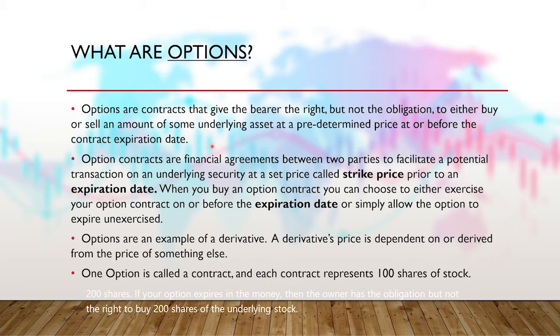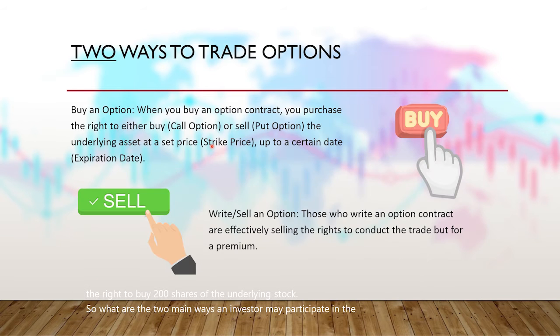So what are the two main ways an investor may participate in the option market? Well, it's very, very simple. The two ways are you buy, and you sell, or write, as we call it. So when you buy an option contract, you purchase the right to either buy, with a call option, or sell, with a put option, the underlying asset at a set price, called the strike price, upon a certain expiration date.